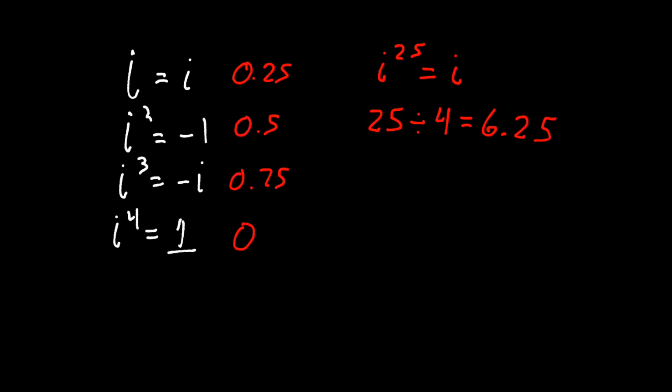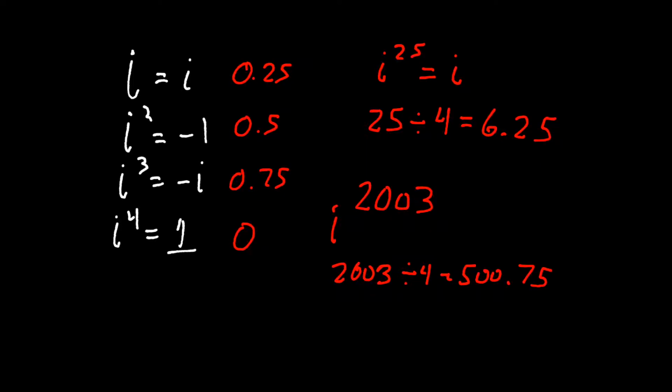If I had a number like, let's say, i to the 2003 power, I can take 2003 and divide it by 4, which would give us 500.75. Once again, I don't care about the 500, I care about the 0.75, which matches up with negative i. So i to the 2003 is really the same thing as negative i. And that's just another way that you can figure out the different powers of i.